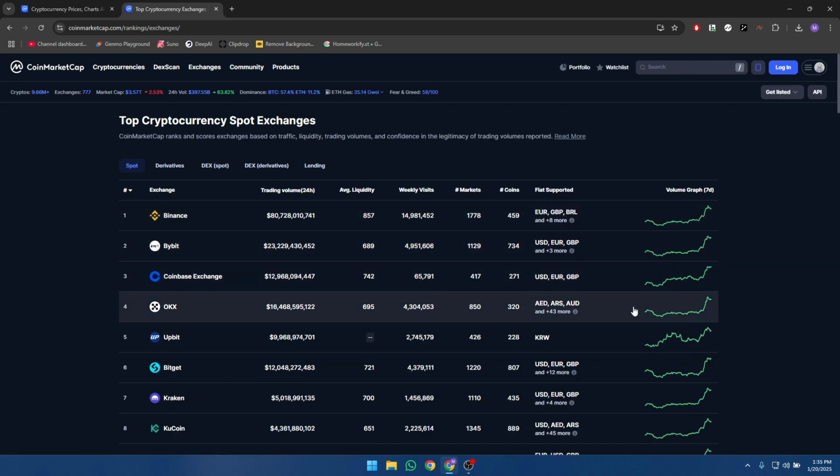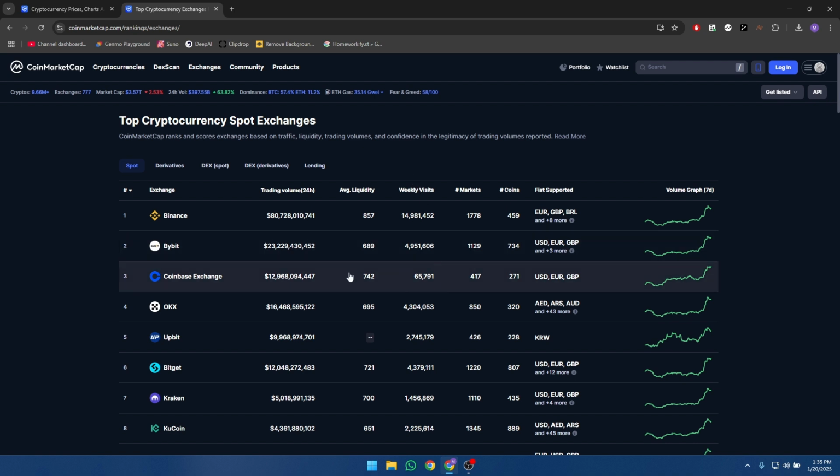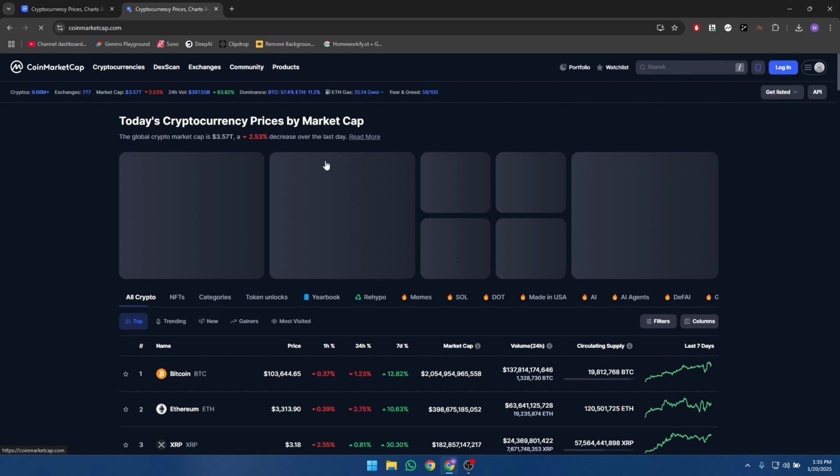For centralized exchanges, if it's banned in your country, then you can't trade on it. You need to find an alternative. So they both have their pros and cons, and I would really say it comes down to personal preference on what you have to use and what you can use to trade your coins. So that was it for CoinMarketCap.